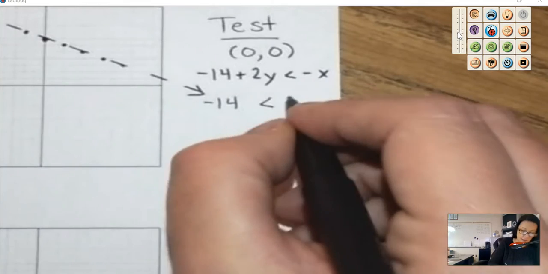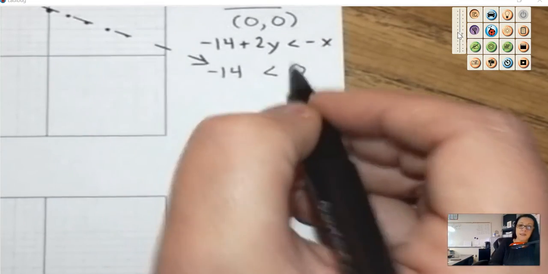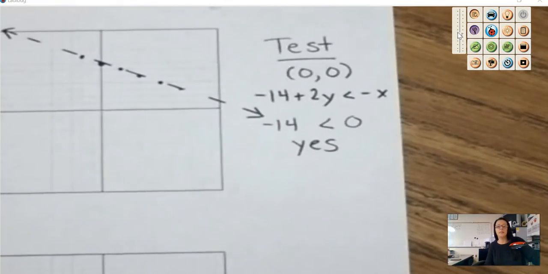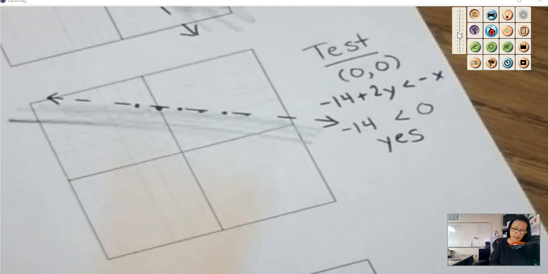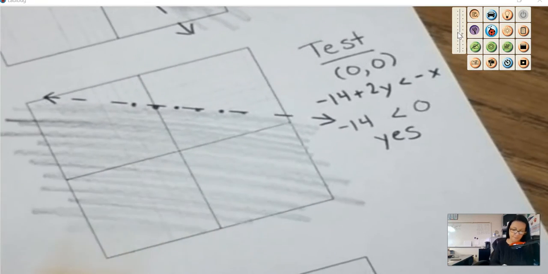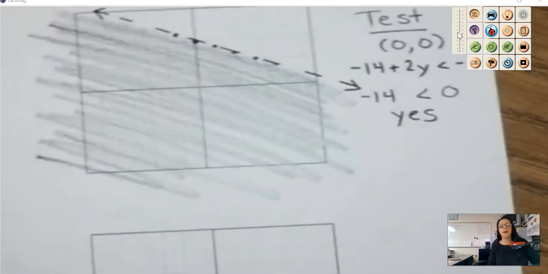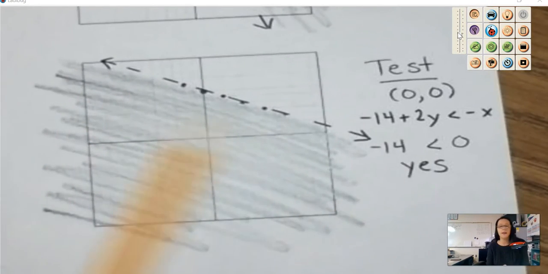There's no such thing as -0, it's just 0. Okay, is -14 less than 0? Yes, it is. So 0, 0 is an answer. So shade the side that does have 0, 0 on it, because that is an answer. Any points on this side of the line are solutions. The points that are on the dotted line are not solutions. They do not work.